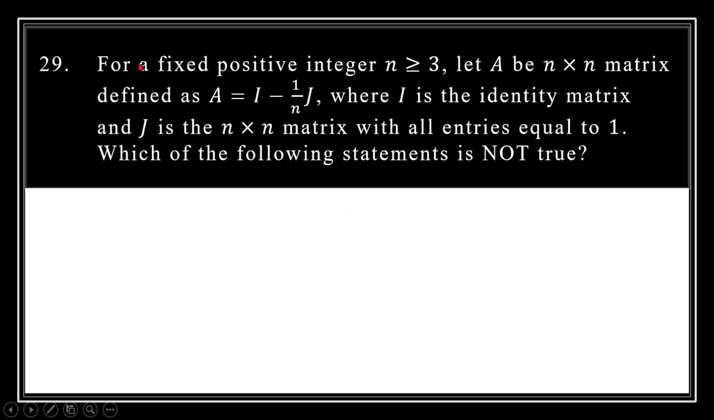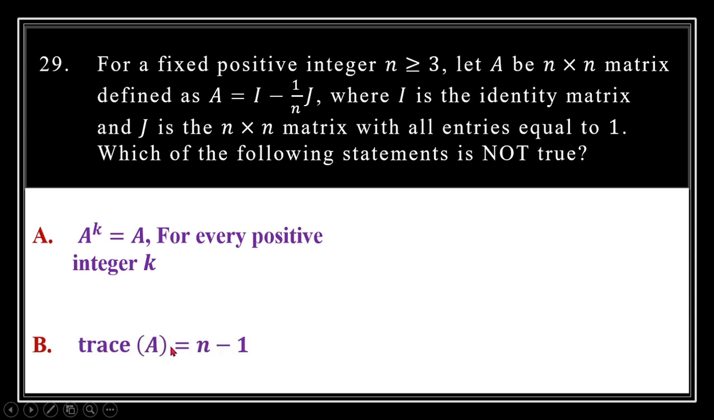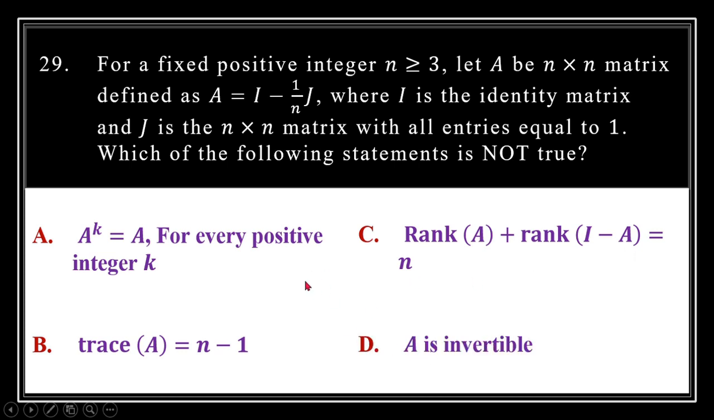Question 29. For a fixed positive integer n greater or equal 3, let A be n by n matrix defined as A is equal to I minus 1 upon n times J, where I is the identity matrix and J is the n by n matrix with all entries equal to 1. Which of the following statement is not true? Option A is A raised to k is equal to A for every positive integer k. Option B is trace of A is equal to n minus 1. Option C is rank of A plus rank of I minus A is equal to n. Option D, A is invertible.